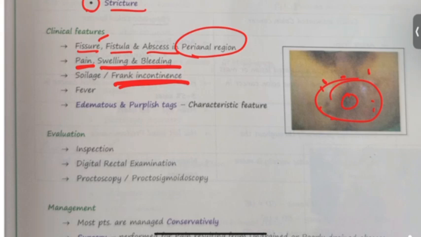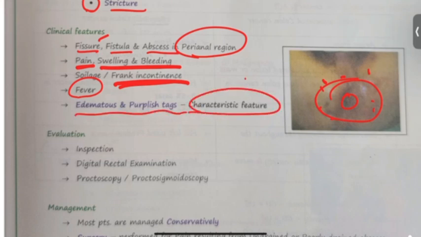hold the urge to defecate. Okay, he'll be just passing stools continuously. That is frank incontinence. And fever usually because inflammation is going on. There will be edematous and purplish tags. This is a characteristic feature in case of anal Crohn's disease.